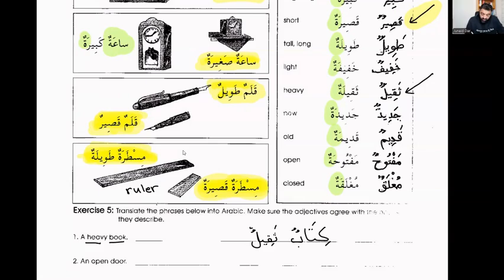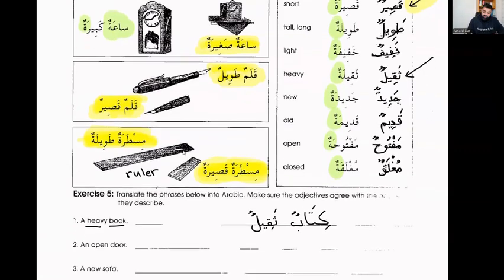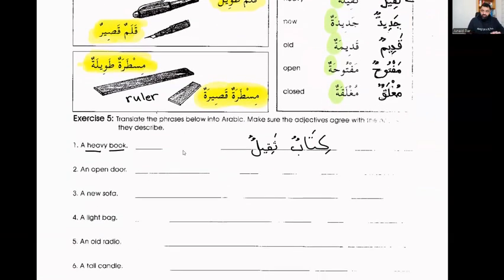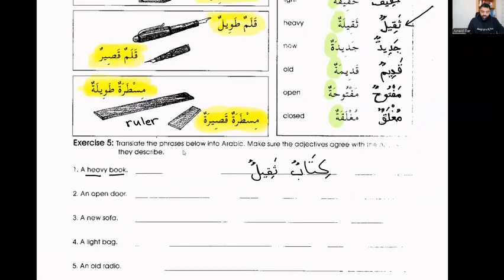Thaqilun. So the way to translate a heavy book is kitabun thaqilun. Right. Now, let's try this one. We do this one together. I'm not going to say it. So the next one is an open door. What do I write first?